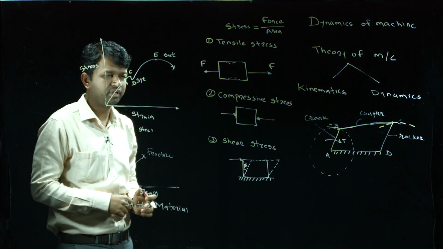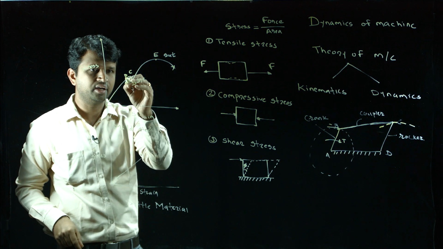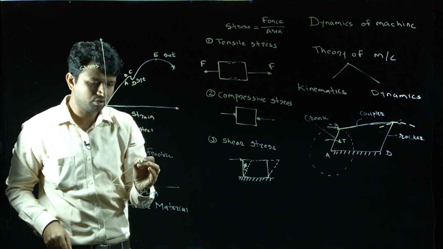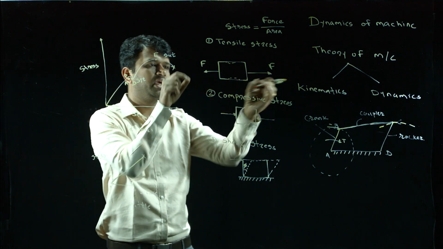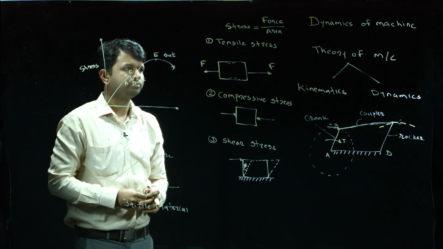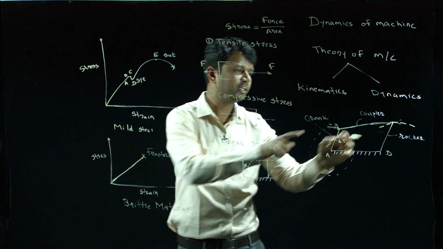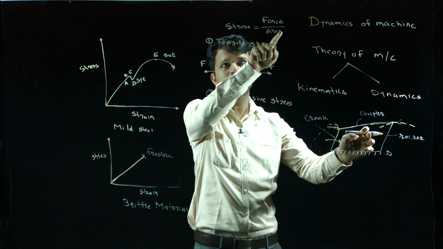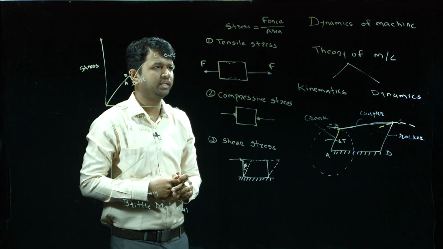But in case of a brittle material, when I apply the force, there will not be any yielding phenomena. Here you will not observe any yielding. This material will fracture after applying a force. So this is for brittle material. That is why dynamics is very important. In dynamics we consider the force, from that force we calculate the stress, and this stress we compare with the strength of the material.